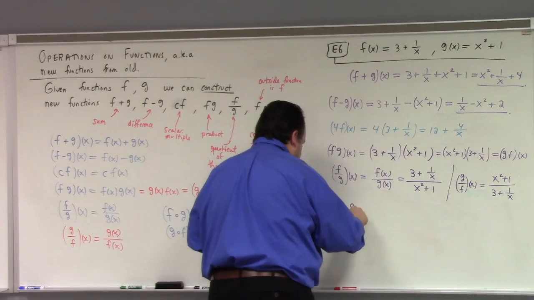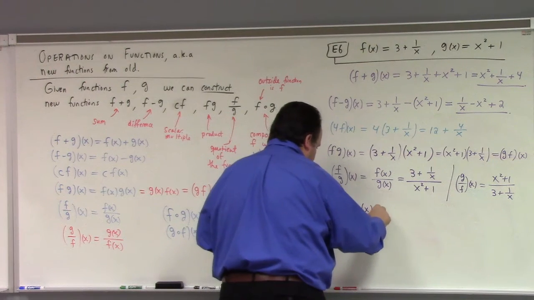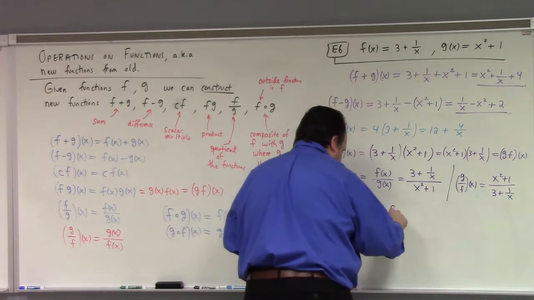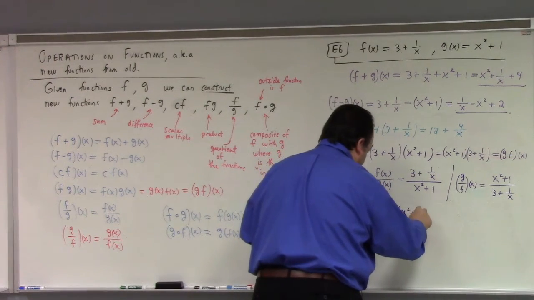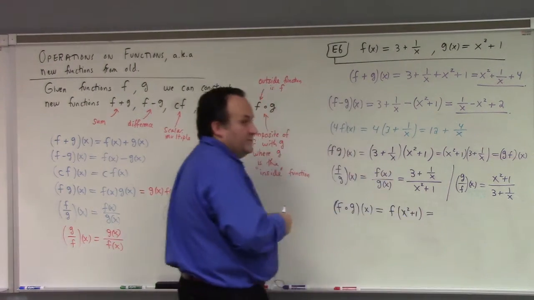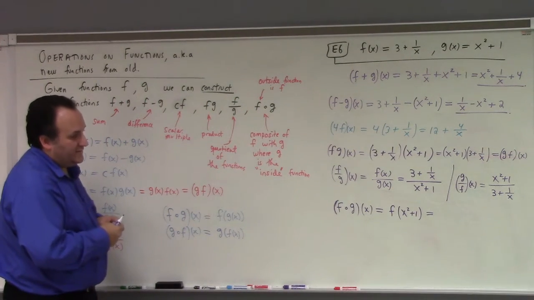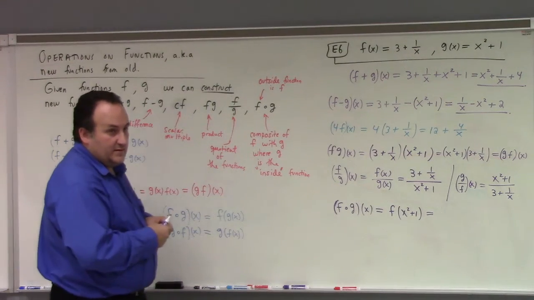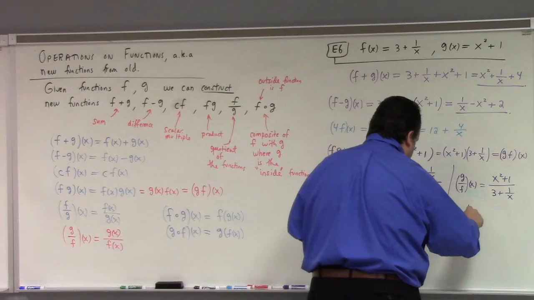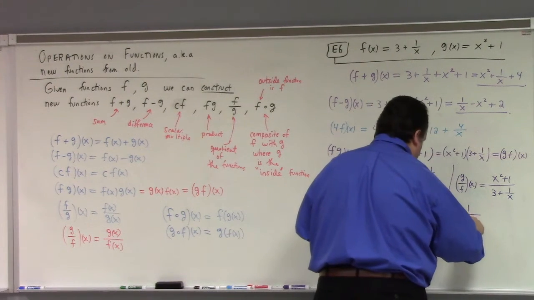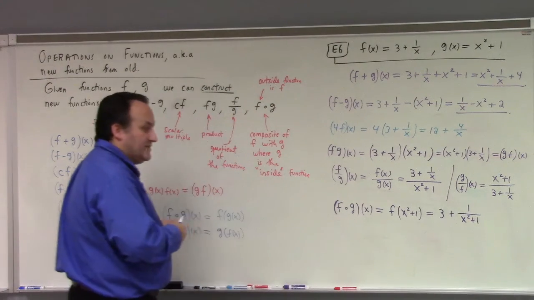Okay, finally the point that there's some danger here. F composed with g of x, how's that work? So the way that works is that this is f of g of x. What is g of x though? G of x is x squared plus 1, right? And so I have to put x squared plus 1 into the formula for f. Right? So what I have to do is I do 3 plus 1 over parentheses x squared plus 1. That's f composed with g of x.